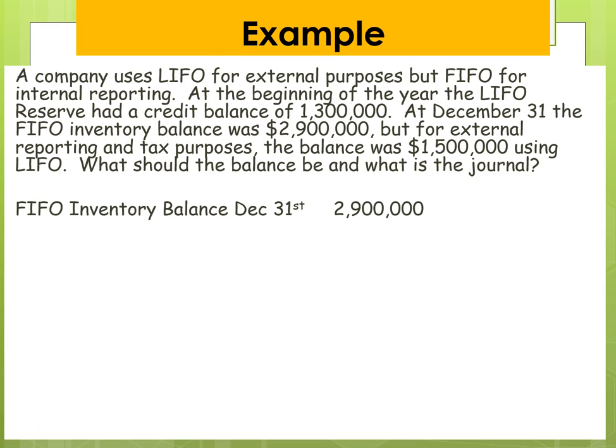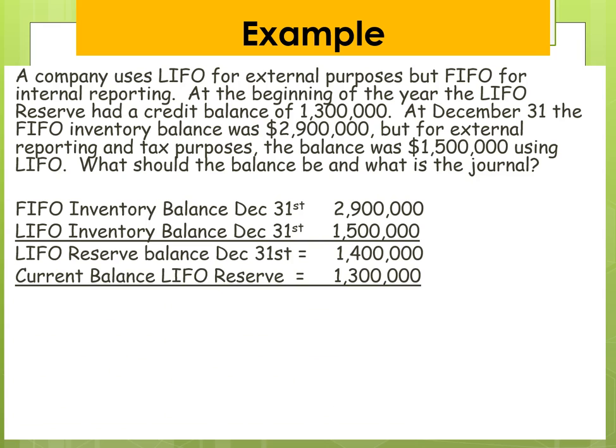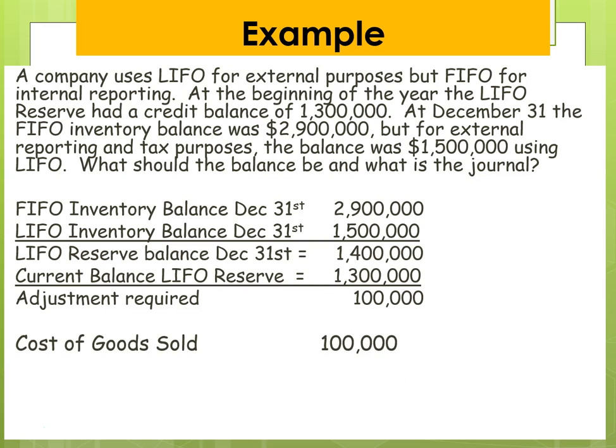So we start with our FIFO balance, subtract our LIFO balance, and it tells us that our difference is $1.4 million. We have $1.3 million in the reserve, so we're going to have to increase it by $100,000. So we're going to debit cost of goods sold and credit LIFO reserve. That's how you do LIFO reserve.